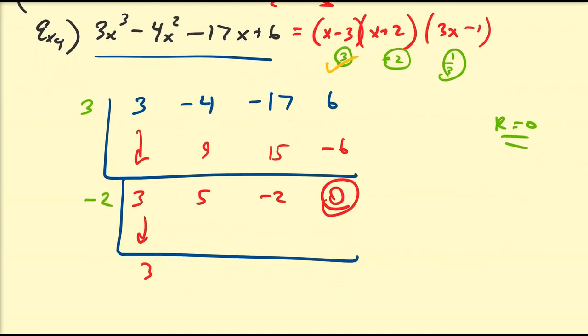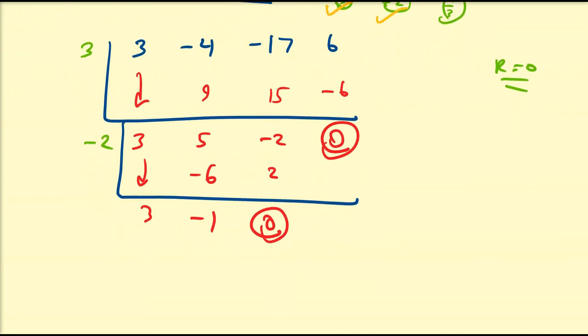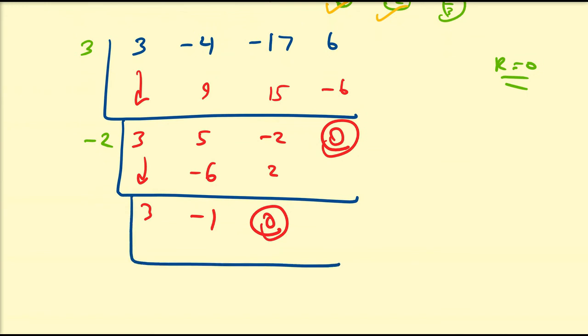So 3 comes down, so we have 3 times negative 2, which is minus 6. Minus 6 plus 5 is minus 1. Negative 2 times minus 1 is 2, and 2 plus negative 2 is 0. So therefore we have verified that x plus 2 is a factor by showing negative 2 synthetically divides into this expression. And now we're going to end with 1/3. So a fraction. So bring the 3 down. 3 times 1/3 is 1, and 1 plus negative 1 is 0.